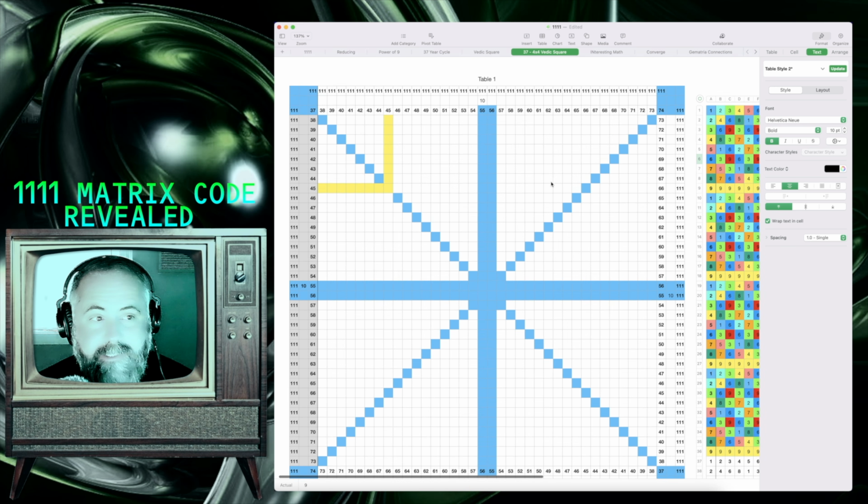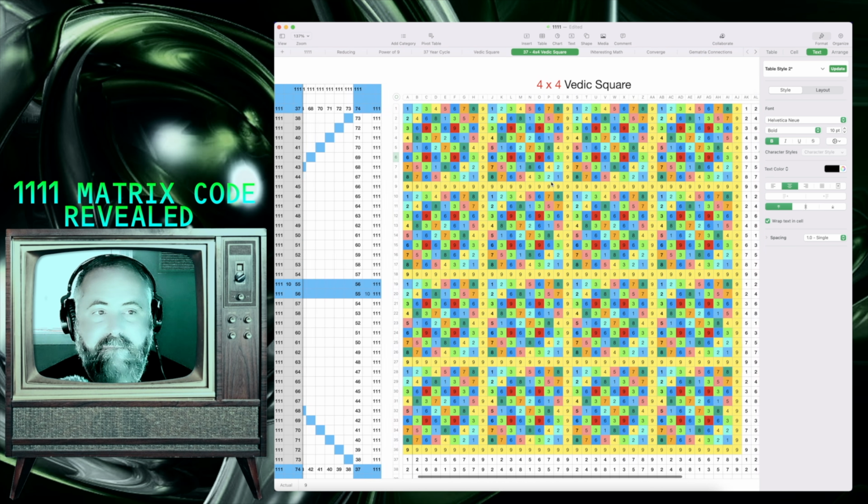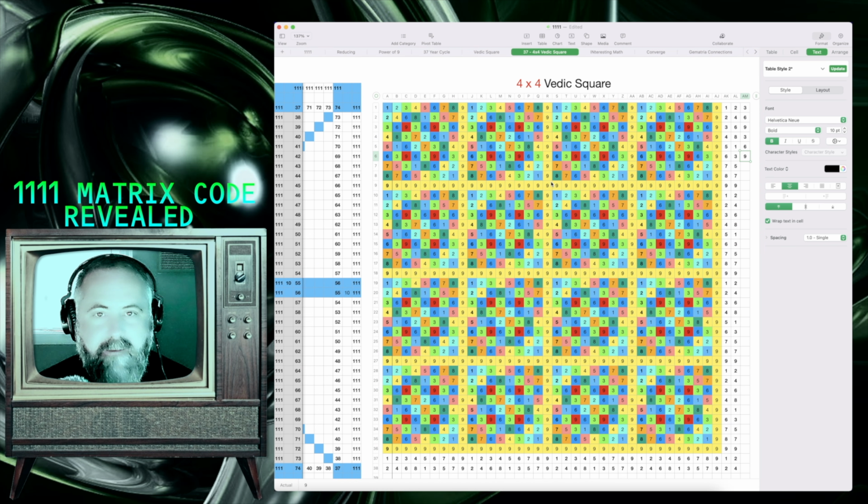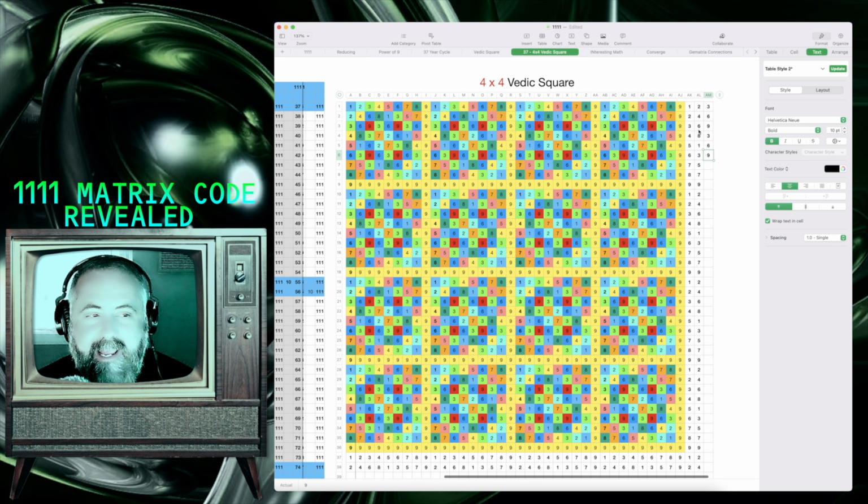Ultimately it creates a 4 by 4 Vedic square. It's actually much bigger than a Vedic square, but we end up with this 4 by 4 Vedic square. Now there are actually 2 rows left over at the end. I know it looks like 3, but I started adding these numbers in, and it actually ended with these last 2 rows along the side and along the bottom.